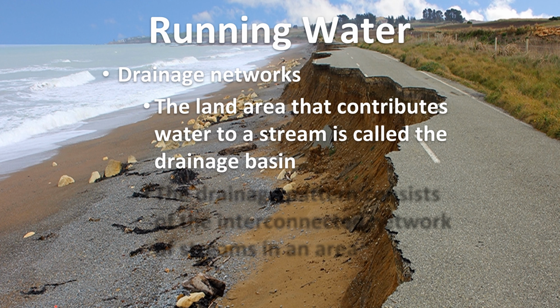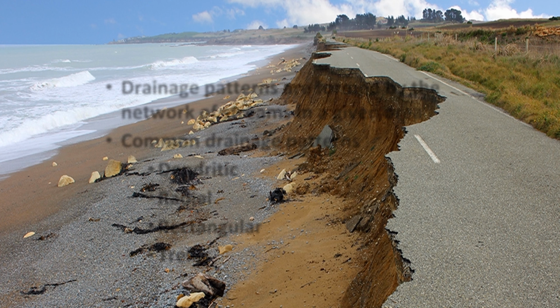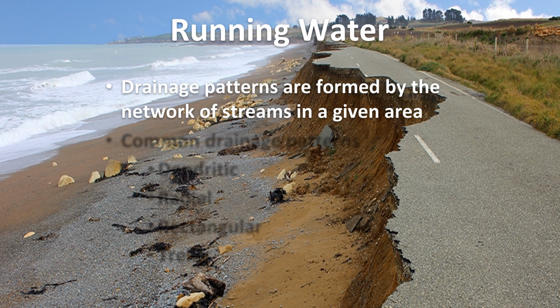Okay, now the drainage pattern is basically all the little rivulets and channels and things like that that are going to collect into a particular river. So if you're talking about a huge river, you're going to have lots of interconnected streams and rivers. If you're talking a small little creek or brook, it might be a much smaller path. Okay, now when we talk about the drainage patterns, the drainage patterns can take lots and lots of different shapes. Okay, but they're all formed by the network of streams that are in a particular area.